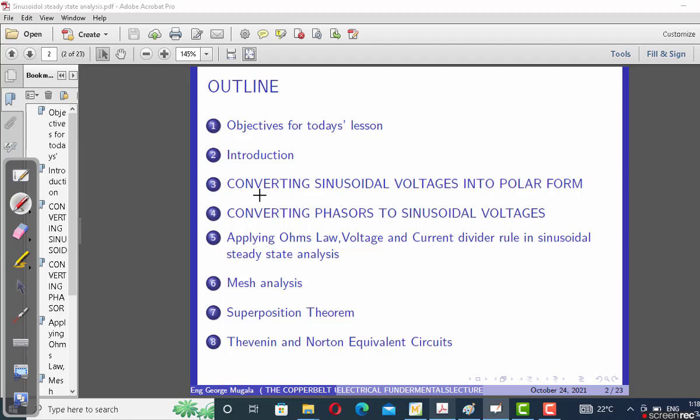We're going to look at converting sinusoidal voltages into polar form. This is very critical because in sinusoidal steady state analysis, we are changing the circuit given into its steady state format. One of the most important principles is how we convert a sinusoidal voltage into the polar form, or into the complex format.